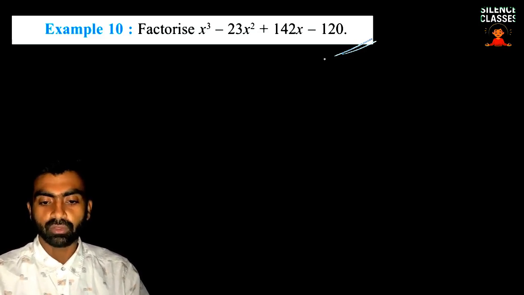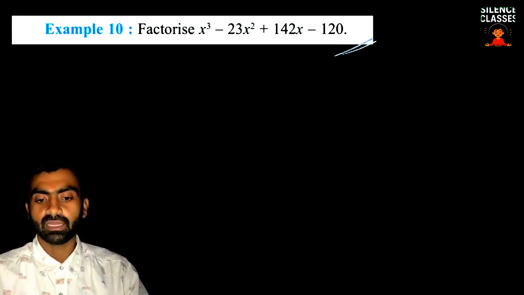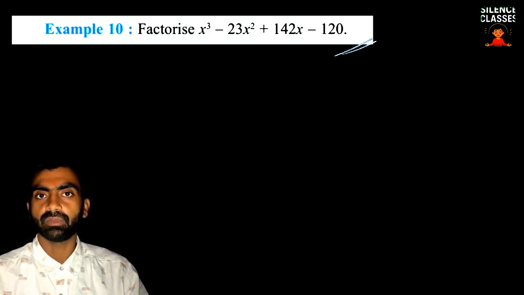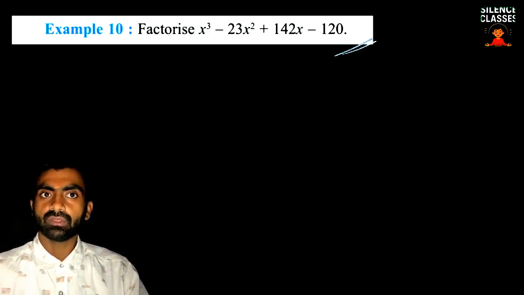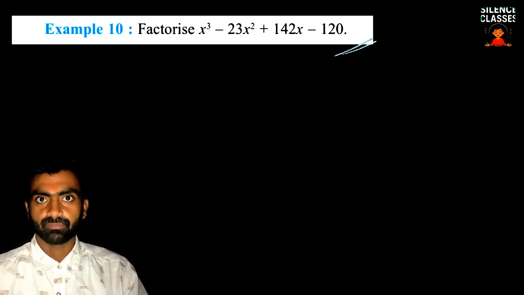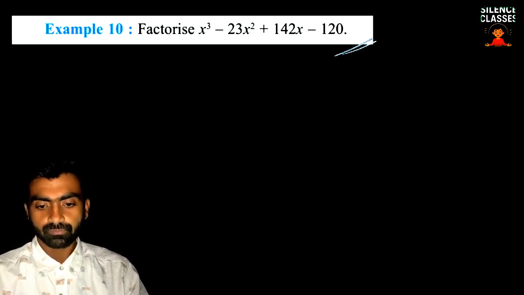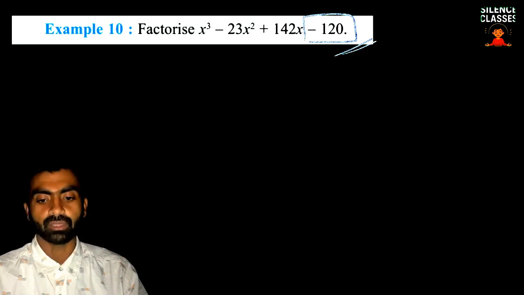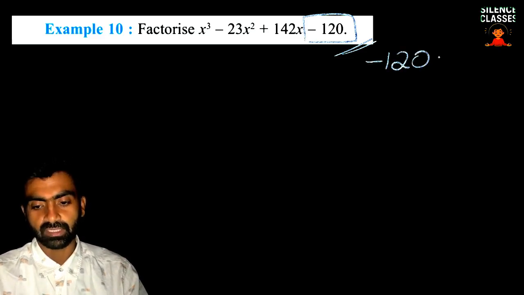This equation we will divide by that particular factor, then we will get one equation. Then by using splitting the middle term, we will find the next two numbers, or we can say the next two factors of that. So first of all, we have to take the last, meaning the constant number. The constant number over here is minus 120.